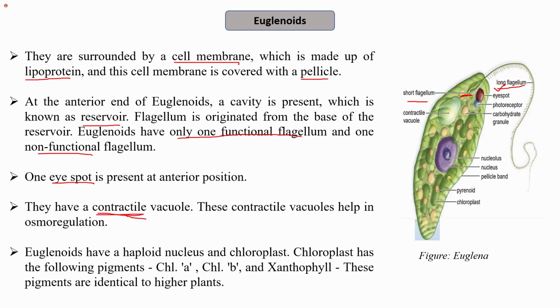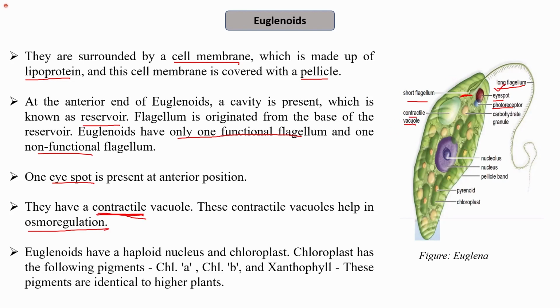They have a contractile vacuole. The function of the contractile vacuole is to maintain the osmolarity, that is, it helps in osmoregulation. So we have two flagella, one short and one long, one functional and one non-functional. We have an eye spot-like structure that contains a photoreceptor that helps in the detection of light, right? Then we have the contractile vacuole. These contractile vacuoles help in osmoregulation, that is, they help in maintaining the osmolarity inside the cell.